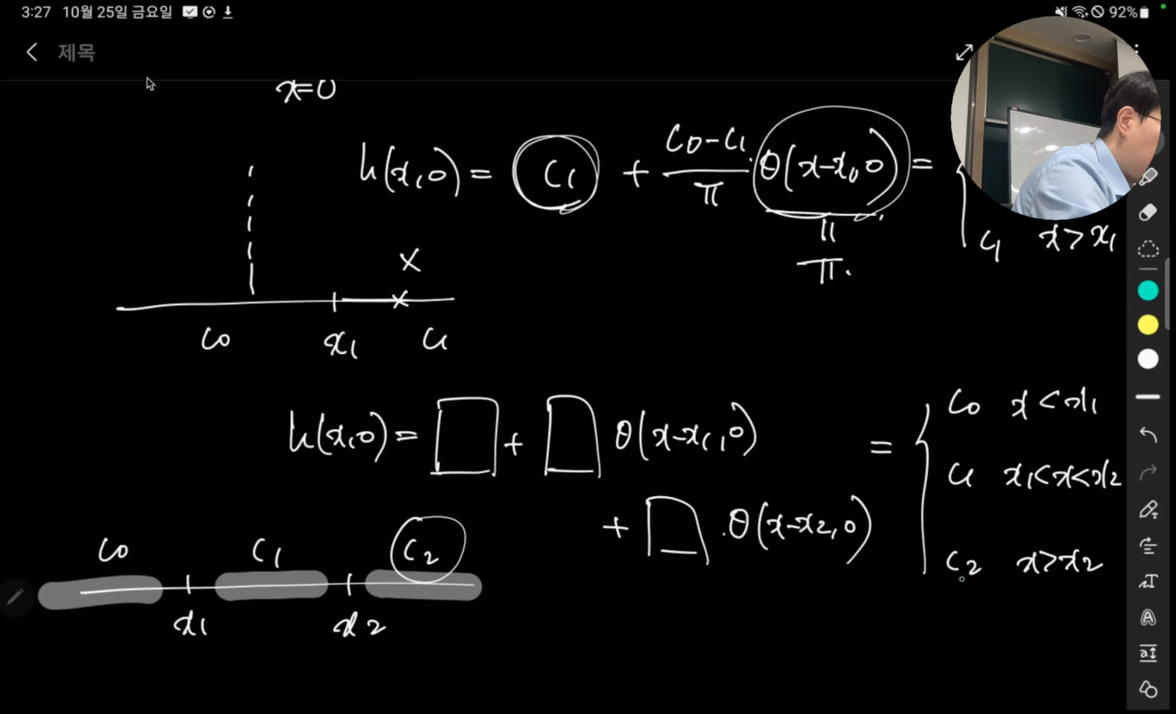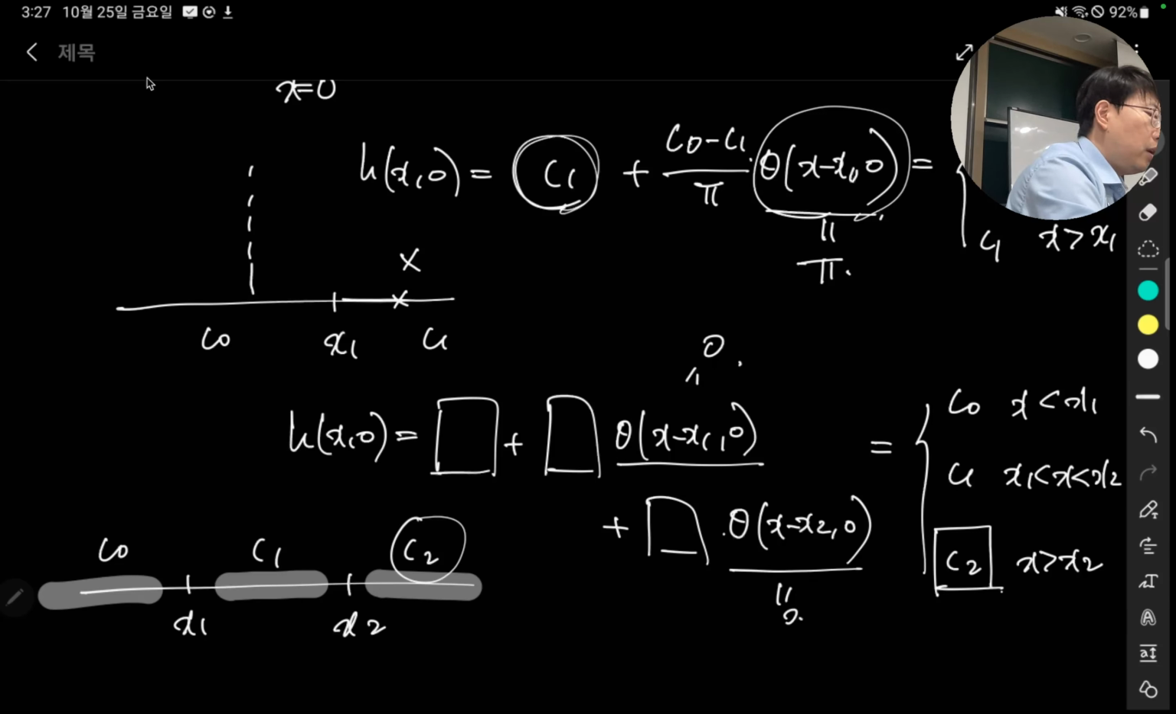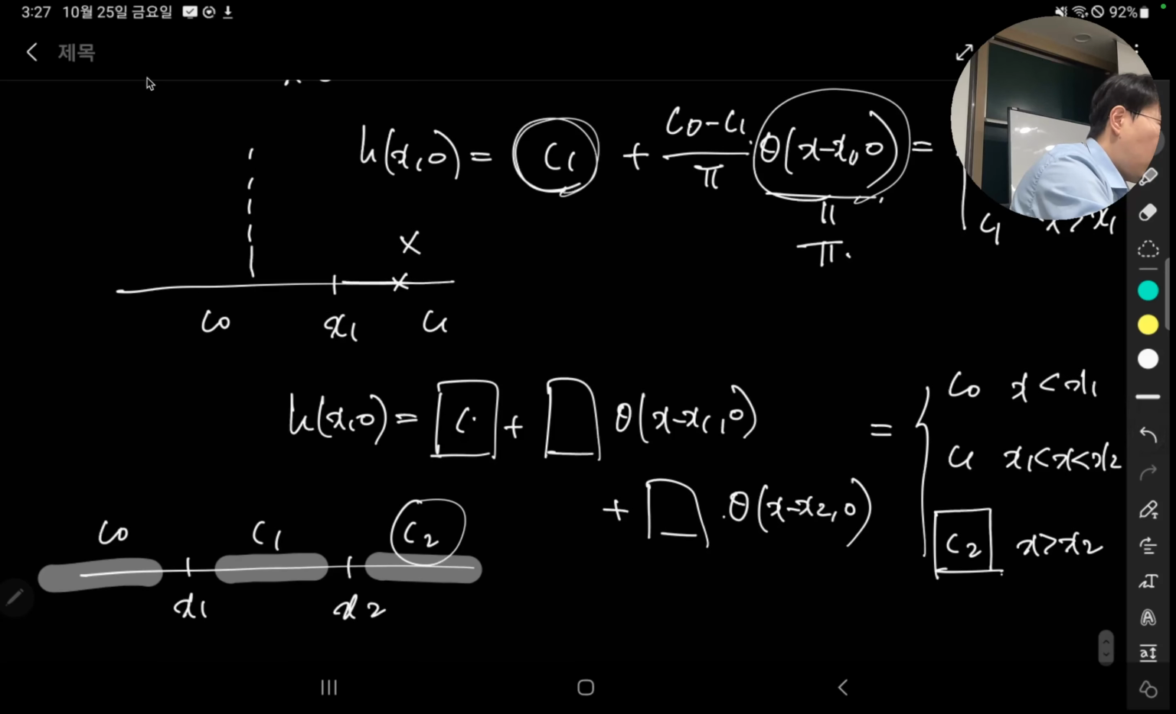Okay, so let's look at this one first. I want c2 when x is bigger than x2. So when x is bigger than x2, then this one becomes 0. This one also becomes 0. So I don't care about the coefficient applied here. What I want is simply the constant that I add here becomes C2. Then everything is fine. So how about when I have a point between x1 and x2?